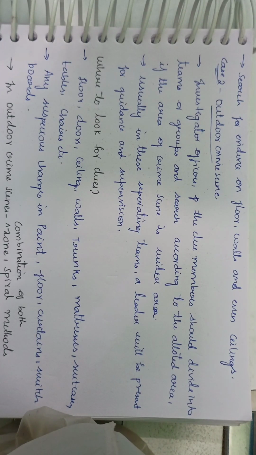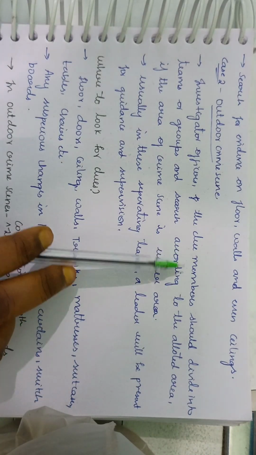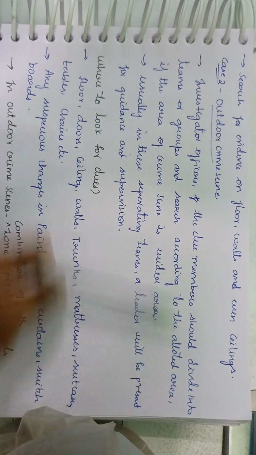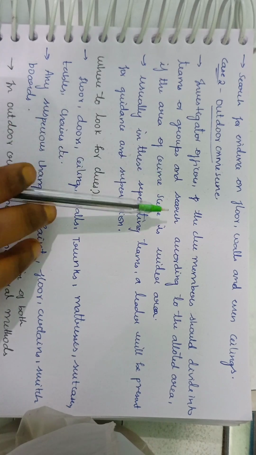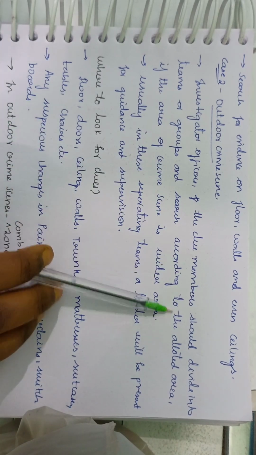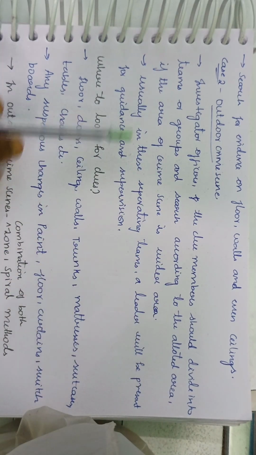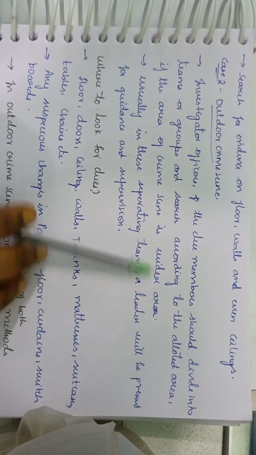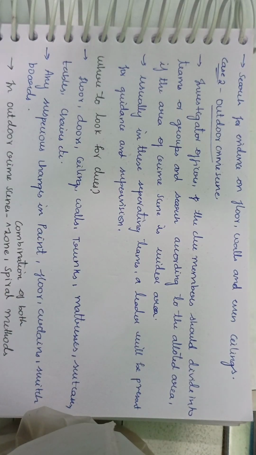Then the case of an outdoor crime scene. Here, the investigating officers, the clue members, should divide into teams or groups and search according to the allotted areas. If the crime scene is a wider area, an outdoor crime scene, let us again take the example of a forest. In a forest, a murder has taken place, and it's really a vast area.